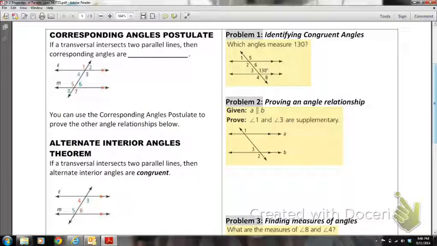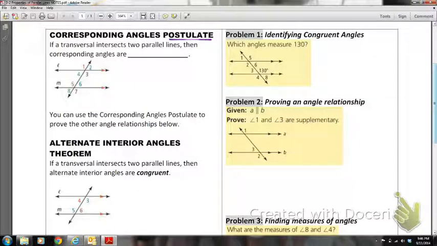In this lesson, we're learning about properties of parallel lines. The objective is to prove theorems about parallel lines and to use properties of parallel lines to find angle measures. The first postulate in this lesson is the corresponding angles postulate.